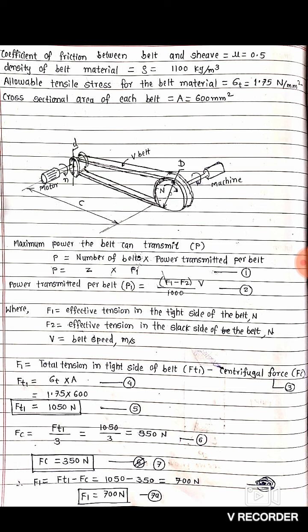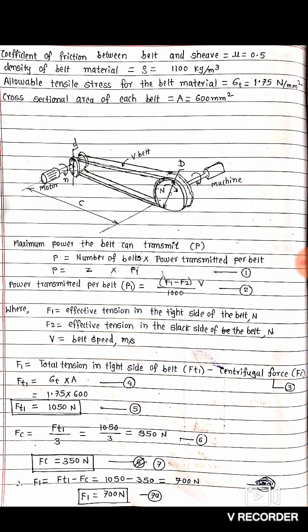We know the value of allowable tensile stress, that is sigma T 1.75, and cross sectional area is also available, that is 600 mm square. We substitute both the values, so we get FT1 is equal to 1050 Newton. So for calculating F1, we get first value, that is FT1.